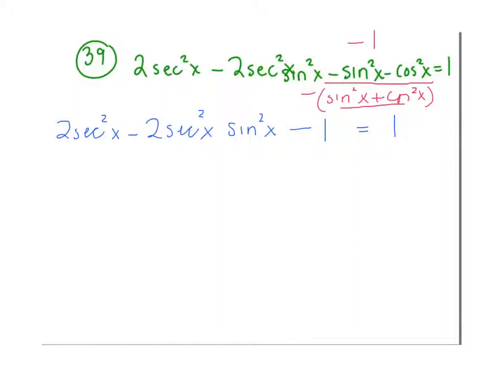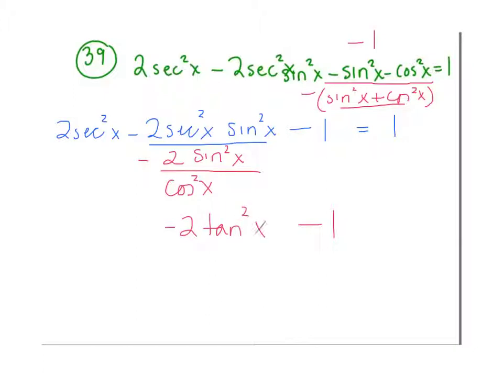So if I'm looking at just this part right here, I know that I've got negative 2, and secant is 1 over cosine squared x. And then I have sine squared x in the top, right? So isn't that negative 2 tangent squared x? So let's write this. I've got negative 1, negative 2 tangent squared x.